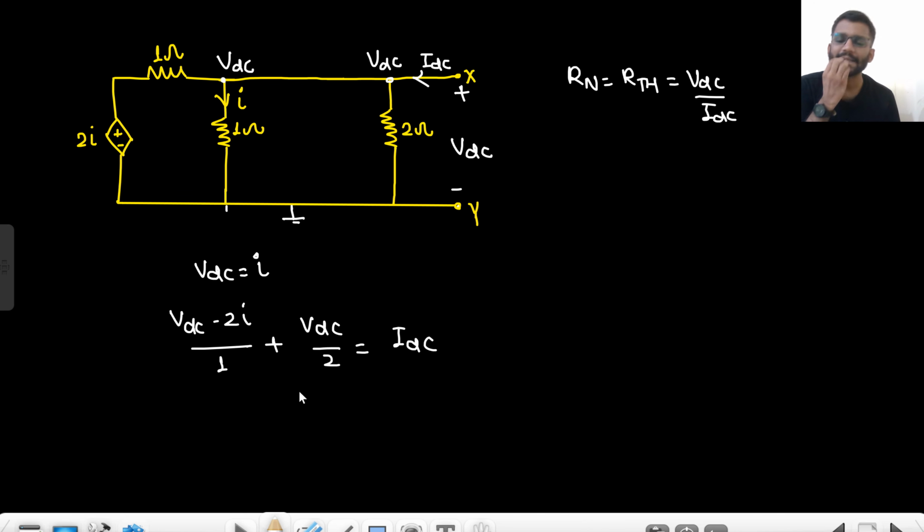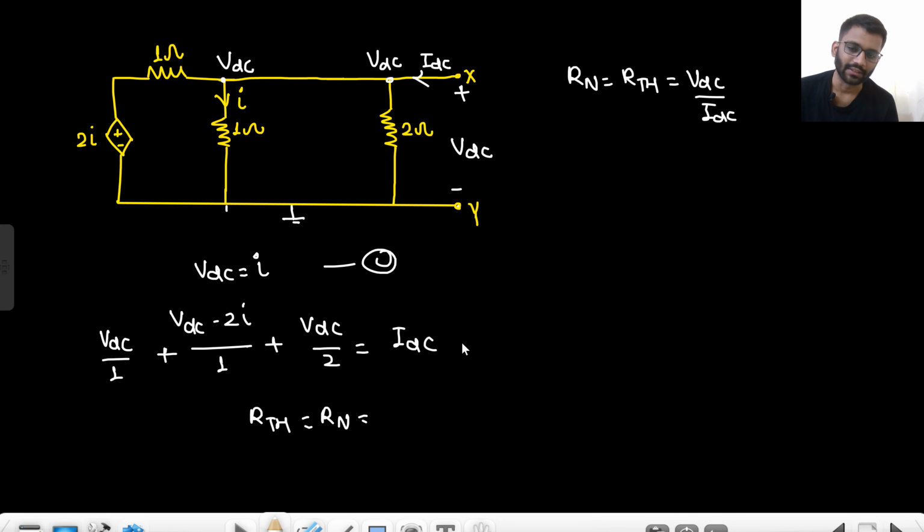Am I missing something? VDC by 1 also I am missing, plus VDC by 1. VDC by 1 plus VDC minus 2I by 1 plus VDC by 2. So from here you get, this is equation 1 and this is equation 2. So VDC by IDC you get is 2 ohm. Okay. So now you have the value of RTH and RN as well.